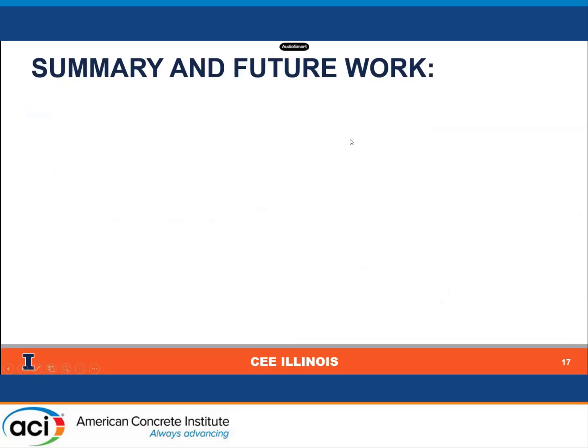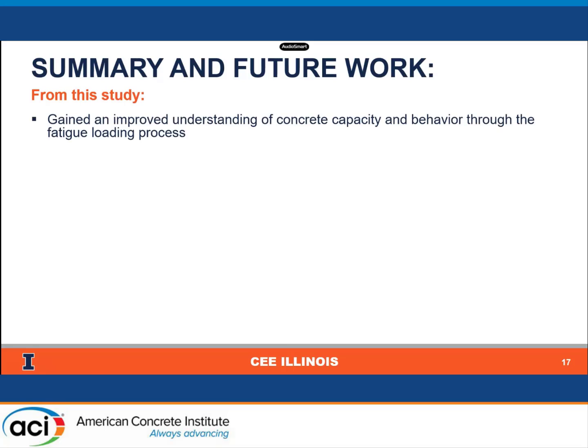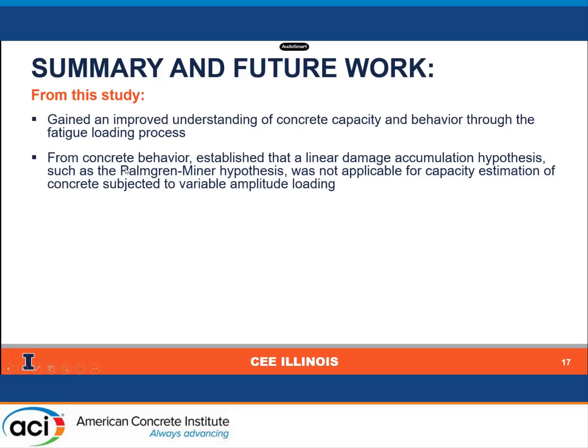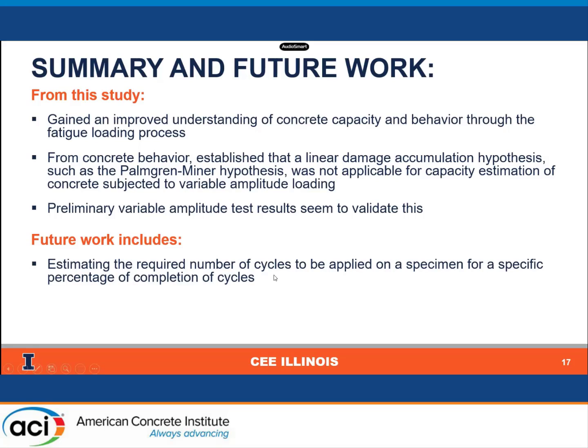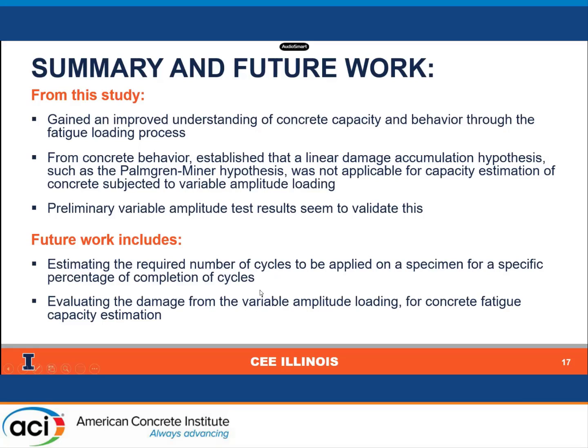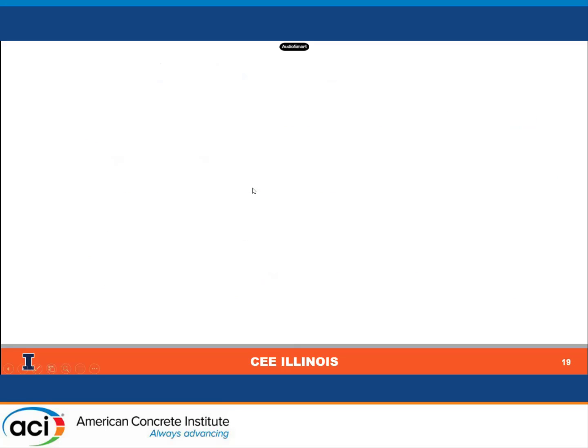This leads to my last slide, which is just summary and conclusions. From our basic fatigue test series, we gained an understanding about concrete capacity and behavior through the process. We proved that a linear damage accumulation hypothesis such as Palmgren-Miner wouldn't work. And we showed that variable amplitude tests are necessary. What we are trying to work on right now is to figure out what is the number of cycles that we would like to apply for a specific percentage completion, and to evaluate damage having known what is the number of cycles that we will apply.